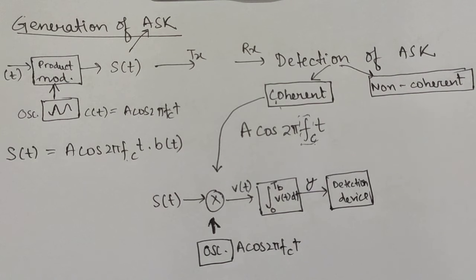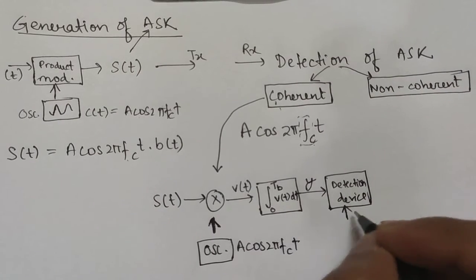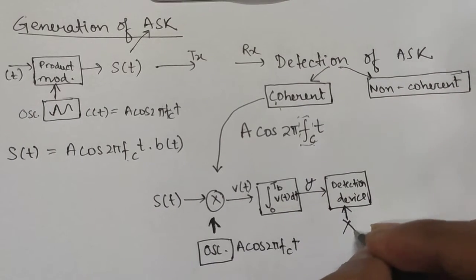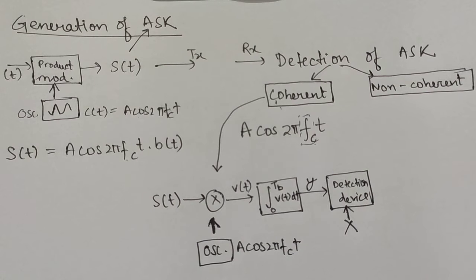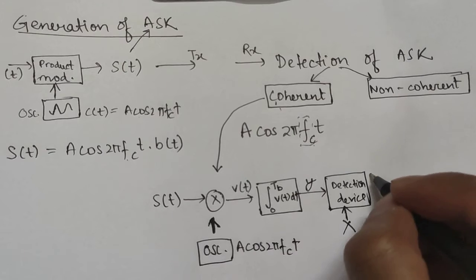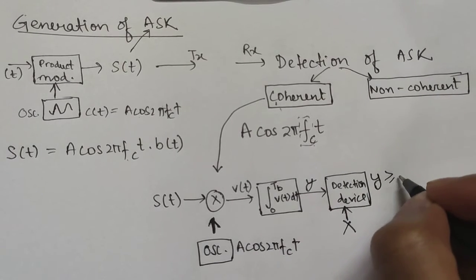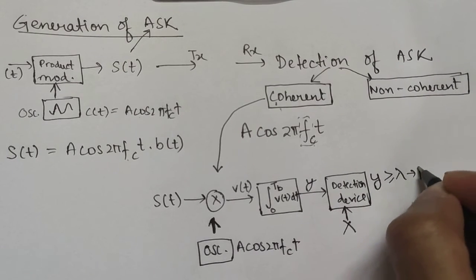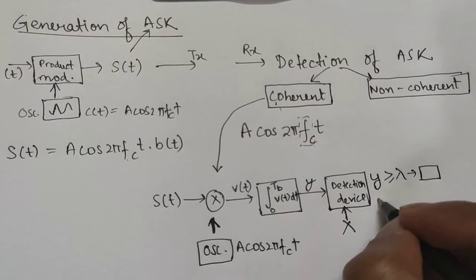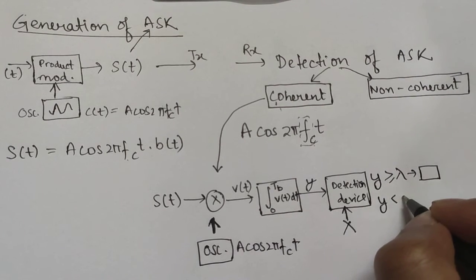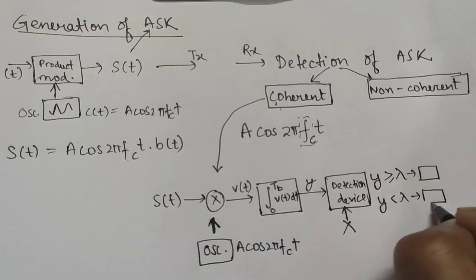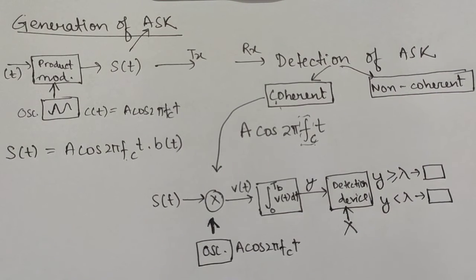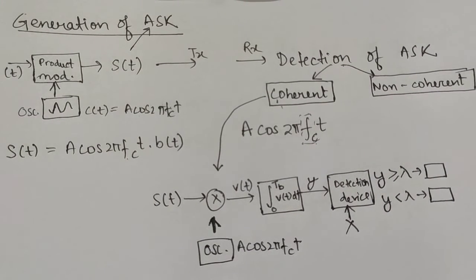The duty of the detection device is to find whether the bit was 1 or 0 by using a threshold value. Let me say lambda. This threshold value acts as a guide. If the output is greater than or equal to lambda, it is going to assign some value. If it is less than lambda, then it is going to assign some other value. We'll see what the values are.